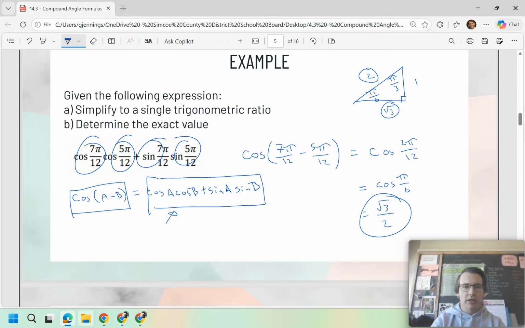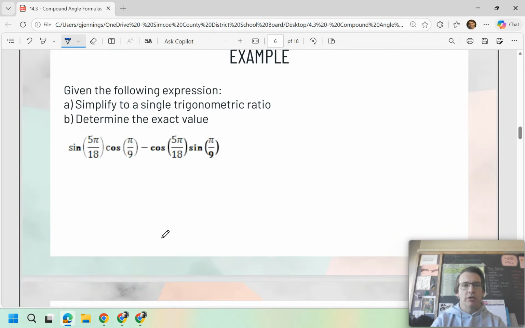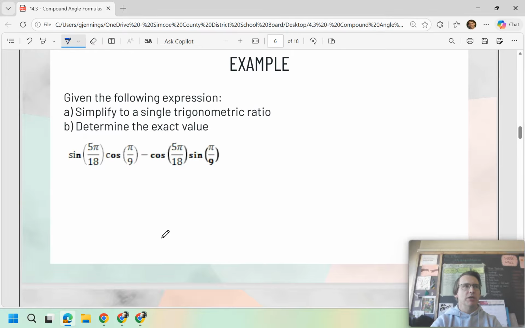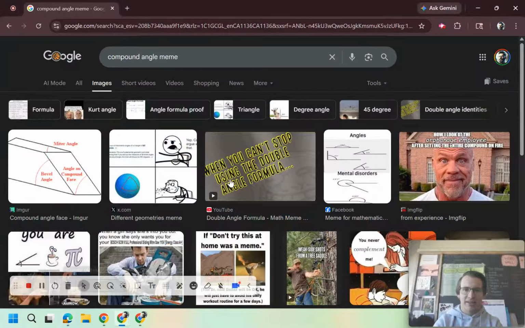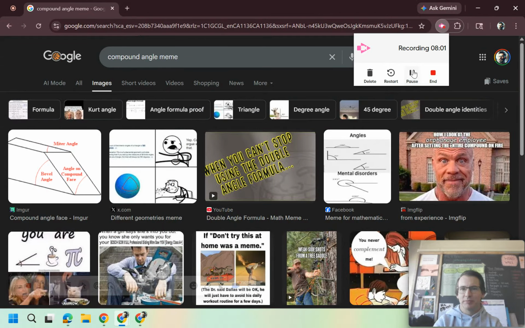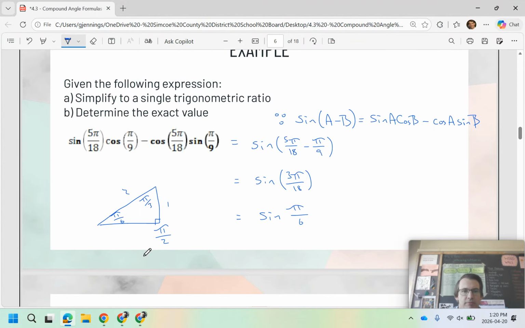Well, let's keep going. You want to try this one, or you want to see me do this one? Try this one. Yeah, try it. Looks something like this.